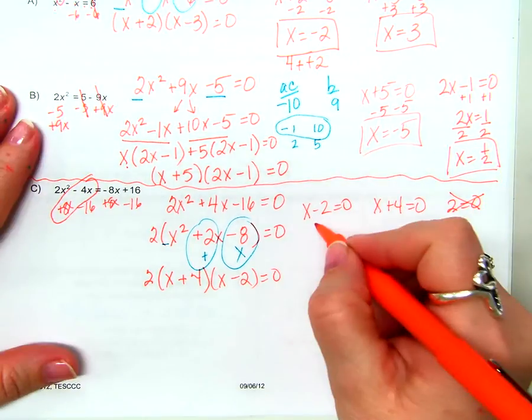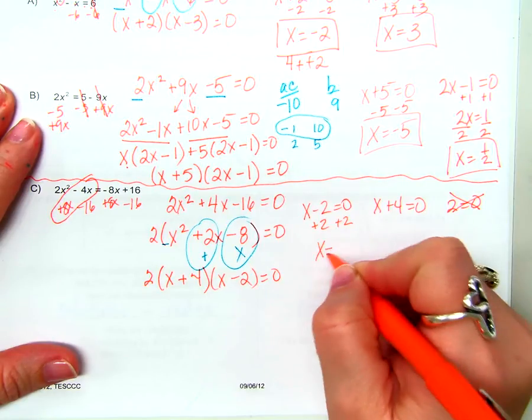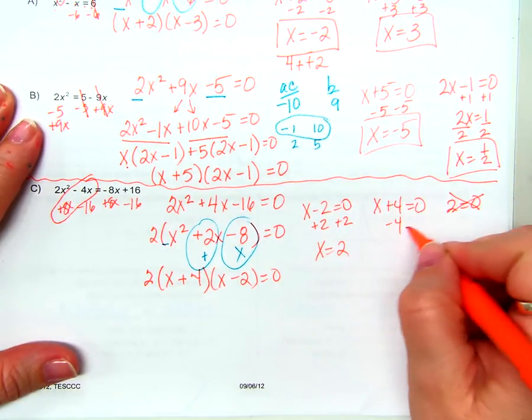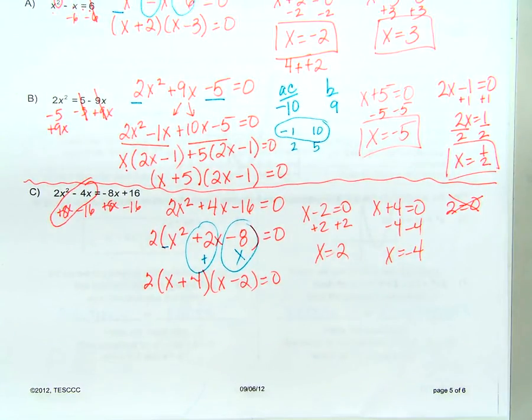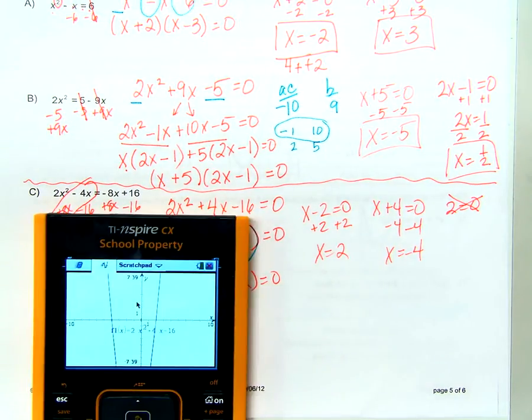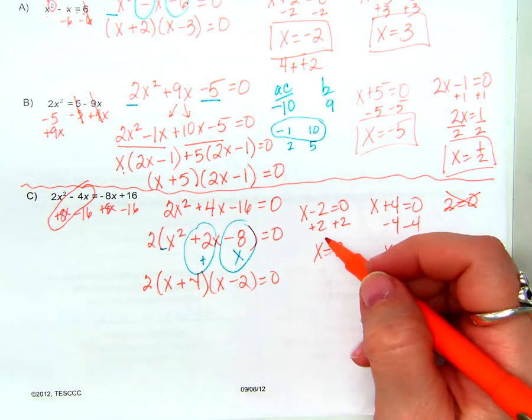Does 2 equal 0? No, then we ignore it. Okay? Here I add 2 to both sides. X equals 2. Here I subtract 4 from both sides. X equals negative 4. And thanks to our handy dandy graph, brought to you by Hunter Weir, who also did the last one, but whatever. X equals 2. The graph crosses the x-axis at 2. X equals negative 4. The graph crosses the x-axis at negative 4. Yes? So I know that these are my 2 answers.